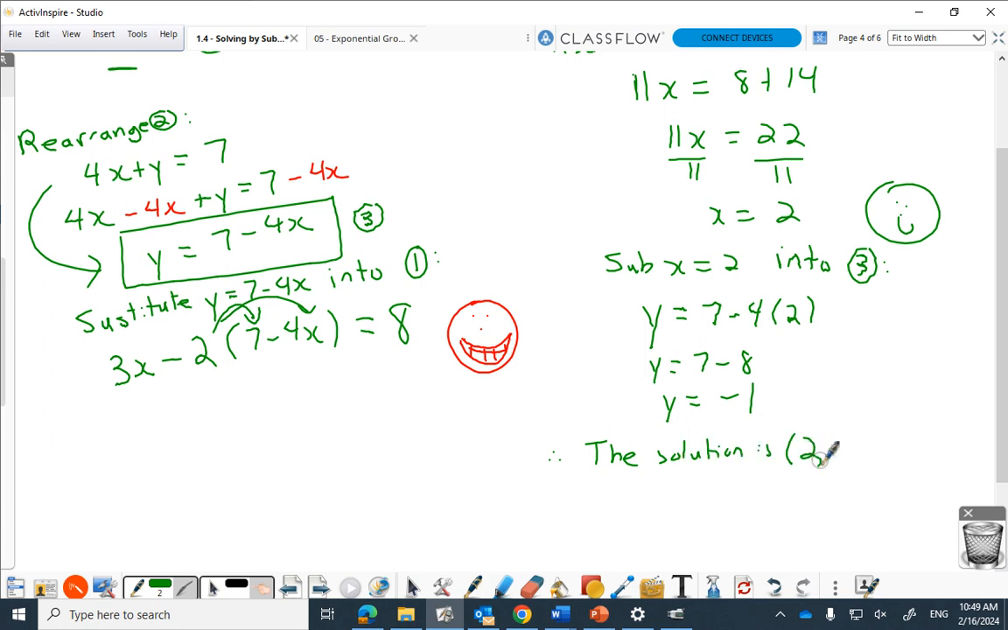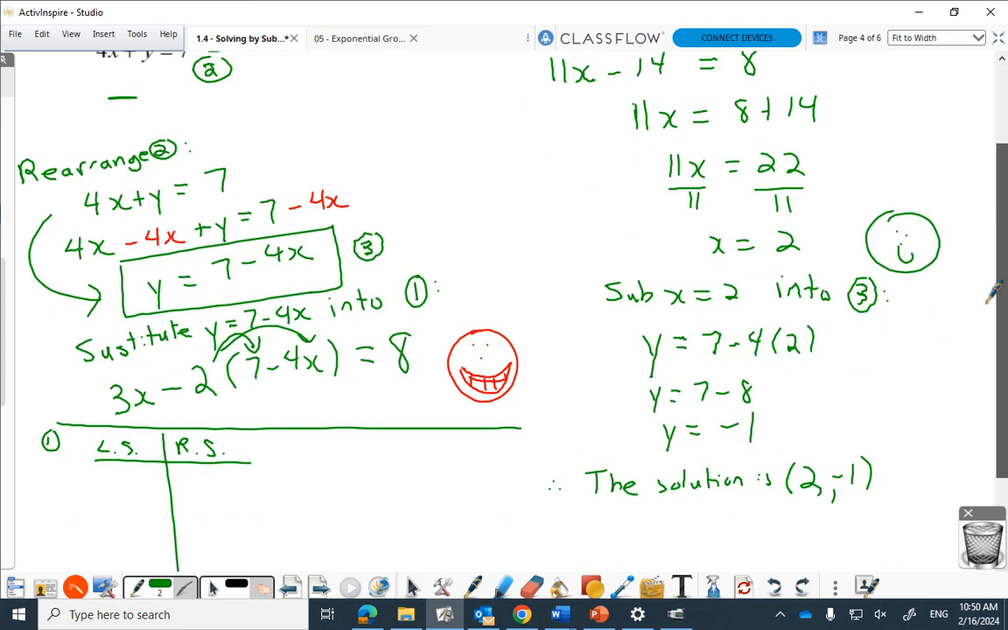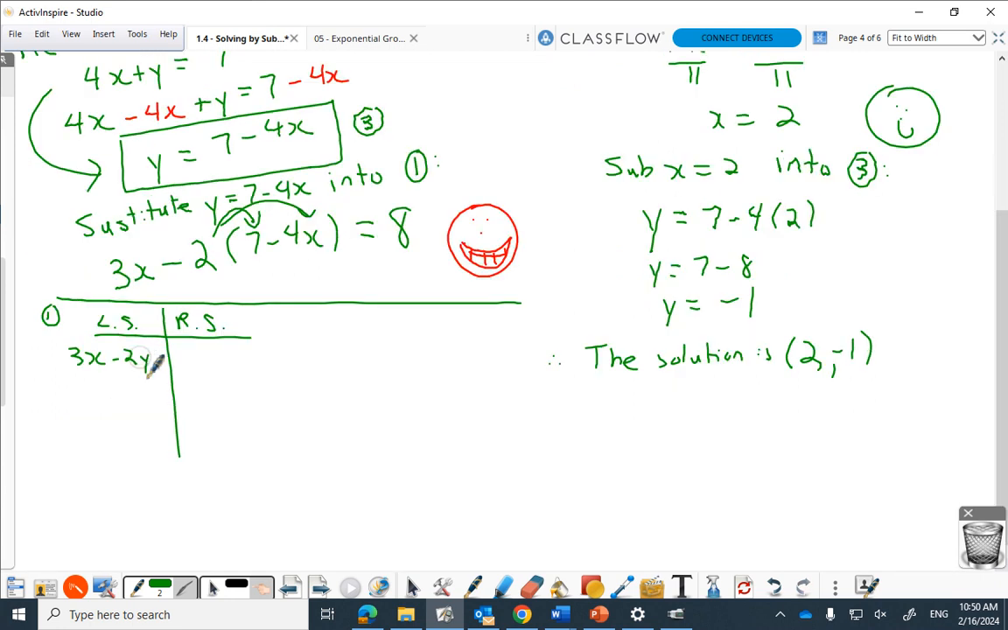So, we do a little checking though. I'll put that over here. Equation 1. Left side, right side. Back to the original equation. I forget what it was. 3x minus 2y equals 8. So 3 times 2 minus 2 times negative 1 equals 6 plus 2 equals 8. I'm so happy it worked for equation 1.